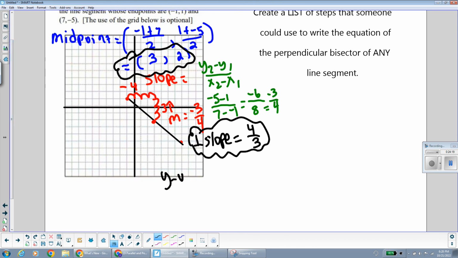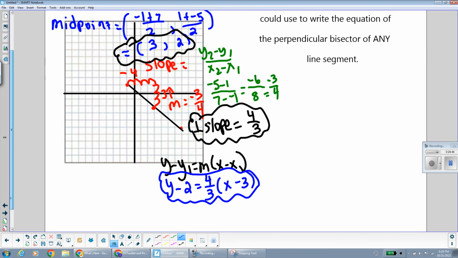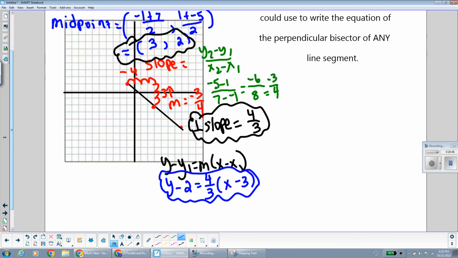I'm going to go to point slope form, just like before, and I'm just going to plug in. The y coordinate of the midpoint that I'm using is 2. My slope of my perpendicular line is 4 over 3. And the x coordinate of my midpoint is 3. This is a perfectly good equation of the line. You do not have to solve for y if the question doesn't specify. But I will just so I can graph it for you.